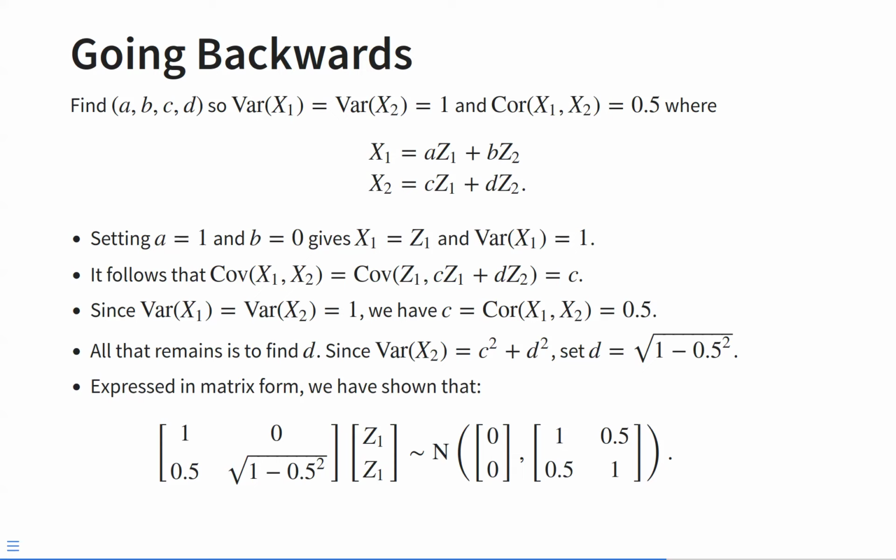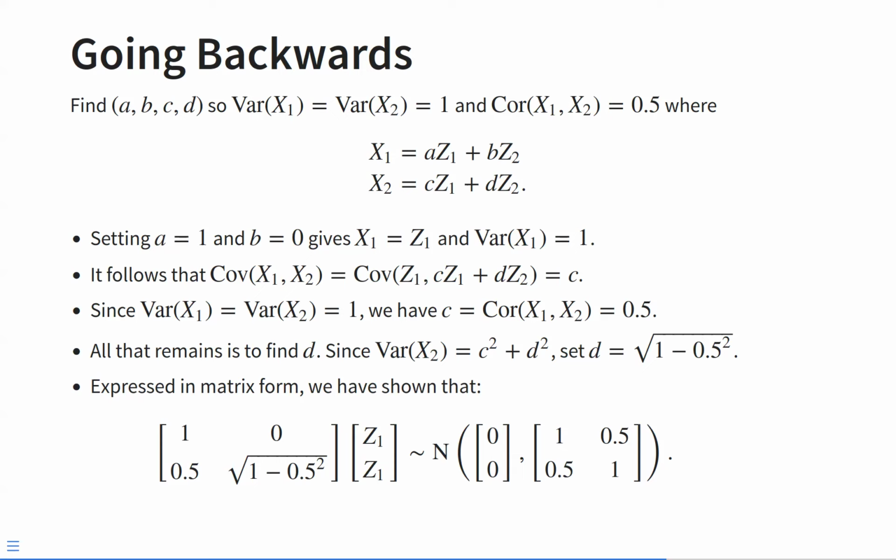Well, the variance of x2 is just equal to the variance of c times z1 plus d times z2. But because those two random variables are independent, the variance is just equal to c squared, the variance of z1, plus d squared times the variance of z2. But z1 and z2 are both standard normal, so that just shows that the variance of x2 is equal to c squared plus d squared.